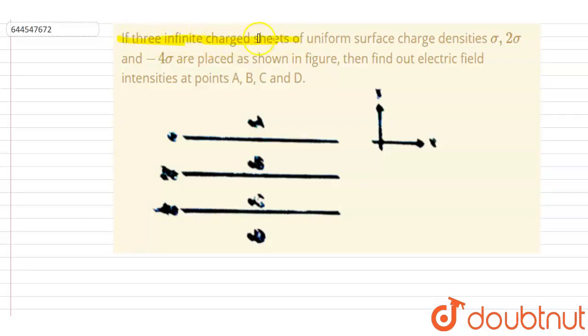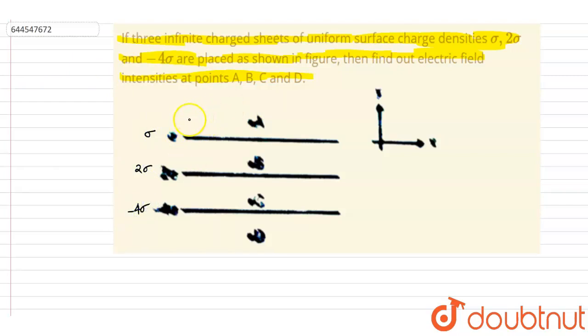Hello everyone. If three infinite charge sheets of uniform surface charge density sigma, 2 sigma and minus 4 sigma are placed as shown in the figure, find out the electric field intensity at A, B, C, D. So if you see here, this is having charge sigma, 2 sigma, minus 4 sigma.